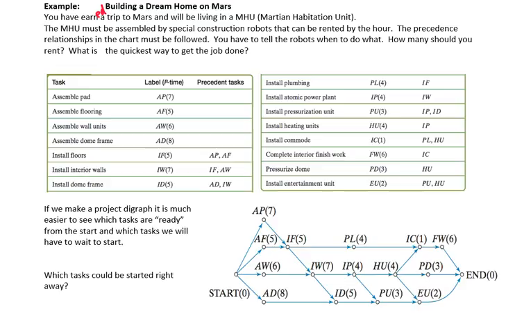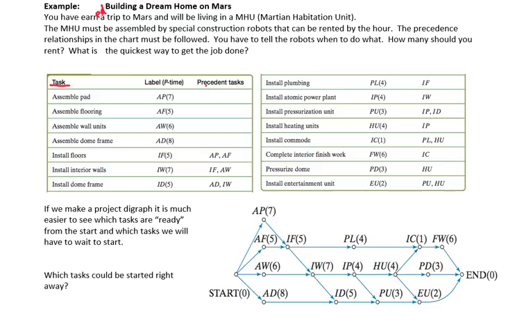So what we're going to do is start off by listing all of our tasks, assigning letters, and talking about how long they're going to take to do. So here are all of our tasks. We have to assemble the pad, assemble the flooring, etc. There are 15 tasks that need to be done. And we know how much time it takes. So assemble pad, we're going to call that AP, and it takes 7 hours. Assemble flooring, AF, 5 hours, etc. So we have these timings there.